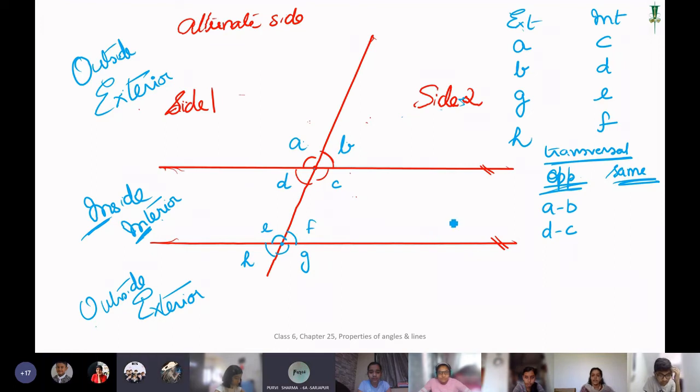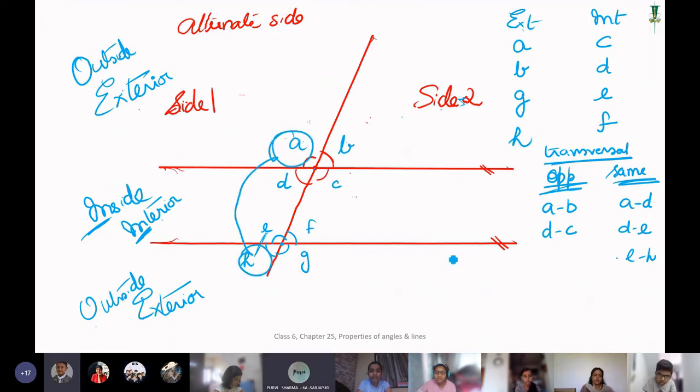A and D, same side. A and D are on the same side. D and E, same side. D and E are on the same side. E and H, same side. A and H, same side. B and C, same side.